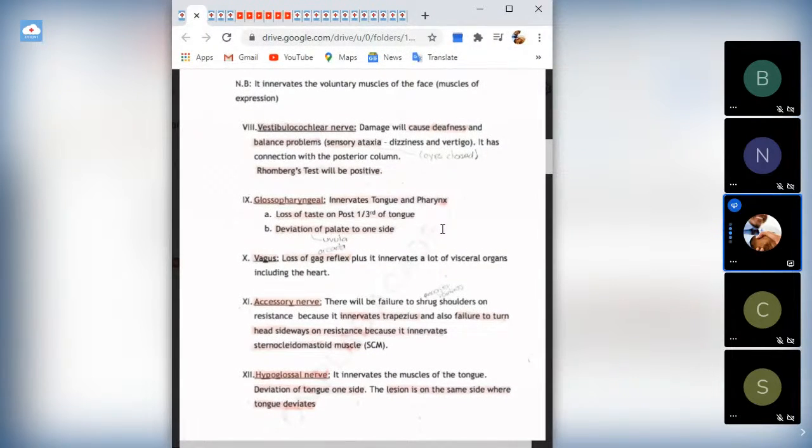Now, but with cerebral lesions, regardless whether the patient closes his eyes or does not close his eyes, there will still be affectation of balance.